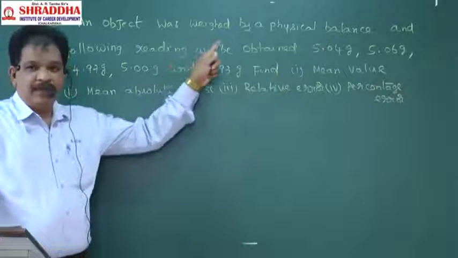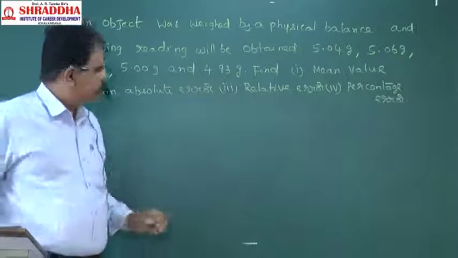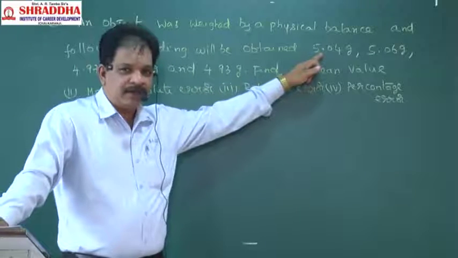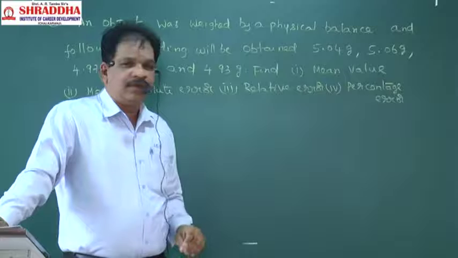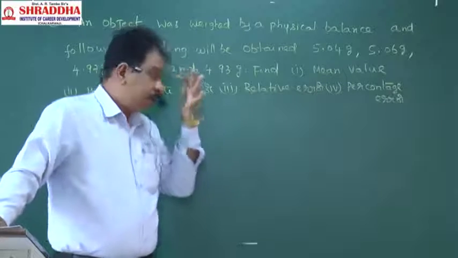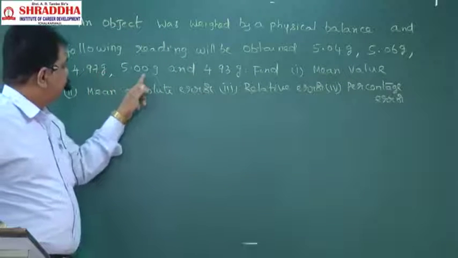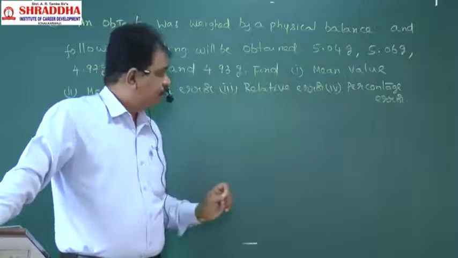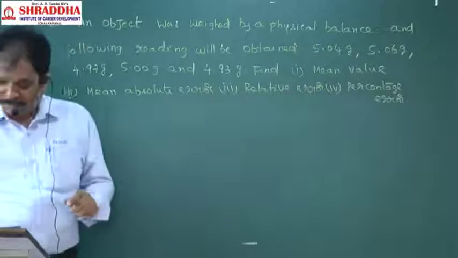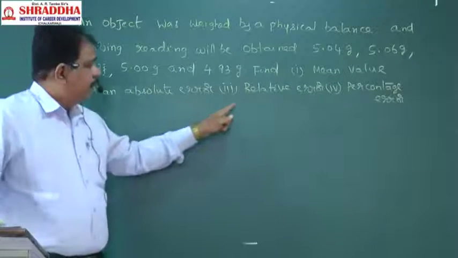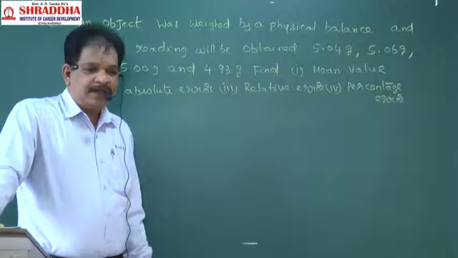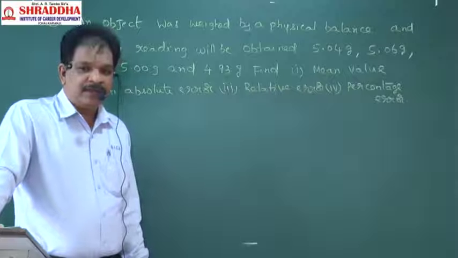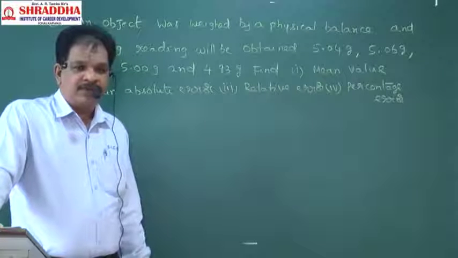One object's weight is measured using a physical balance, and that object is measured 5 times using that physical balance: 5.04 gram, 5.06 gram, 4.95. It is measured 5 times, and 5 different readings come. Then find the mean value, the mean absolute error, the relative error and the percentage error. Questions like this will be there. What formulas do we have to use to find this?